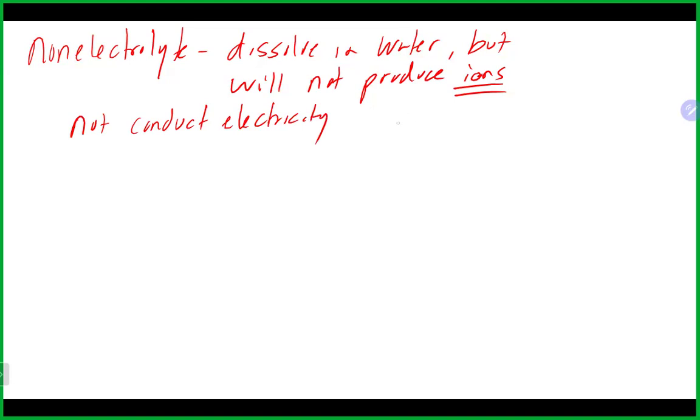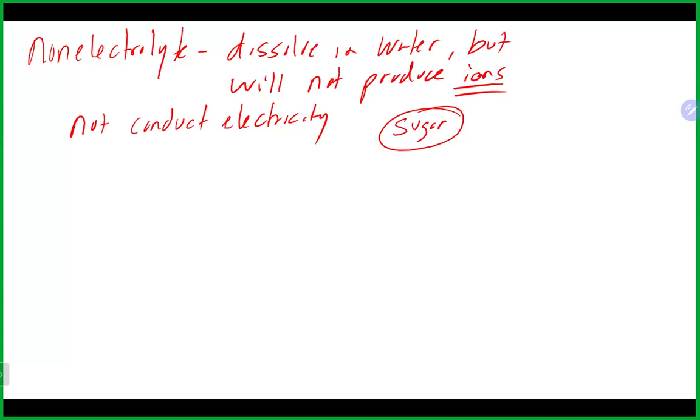An example of that is sugar. If you took some sugar, it's going to dissolve. But sugar is covalently bonded. When it dissolves, it doesn't break apart into ions. Just the whole thing dissolves all at once as one unit. So because it doesn't produce any ions, it will not conduct electricity.